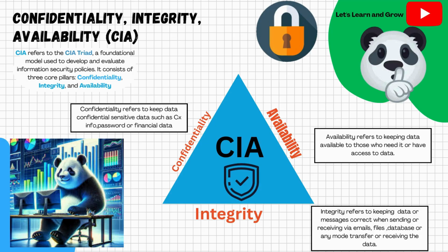Now we will understand confidentiality, integrity, and availability, also known as CIA, which is very important. CIA refers to the CIA triad, a foundational model used to develop and evaluate information security policies. It consists of three cores: confidentiality, integrity, and availability. Confidentiality refers to keeping data confidential, such as sensitive data like customer info, passwords, financial data, or company data. Integrity refers to keeping data or messages correct when sending or receiving via emails, files, databases, or any mode of transfer. Availability refers to keeping the data available to those who need it or have access.